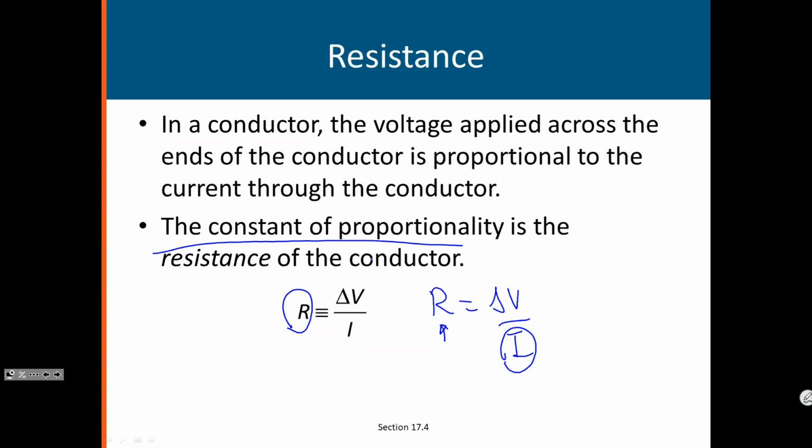Amina, R is equal to V over I, not I over V, okay? Yeah, I realized that now. All right, fine. So you can see that, right? You apply the same voltage to two elements, and the one with a higher resistance will have a smaller current. The one with a smaller resistance will have a bigger current.